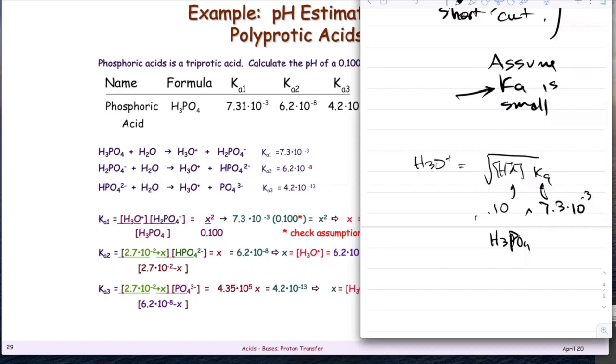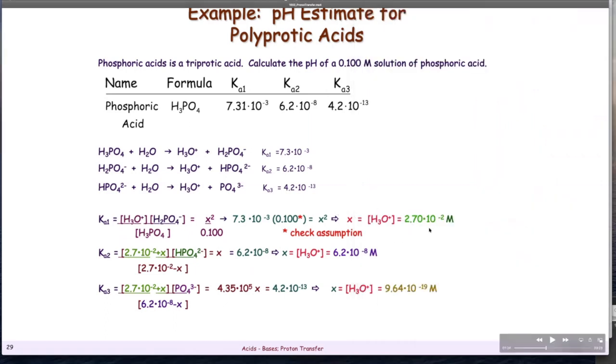So if I multiply this and take the square root, go ahead and do the math. What you will see is that 0.1 times 7.3 times 10 to the minus 3 comes out to, well, I shouldn't have done that off the top of my head, 7.3 times 10 to the minus 4, because it's only multiplied by 0.1. And if you take the square root of that, it comes out to 2.7 times 10 to the minus 2. And isn't this what I got right here? 2.7 times 10 to the minus 2.